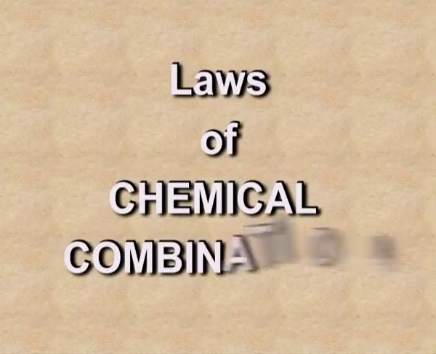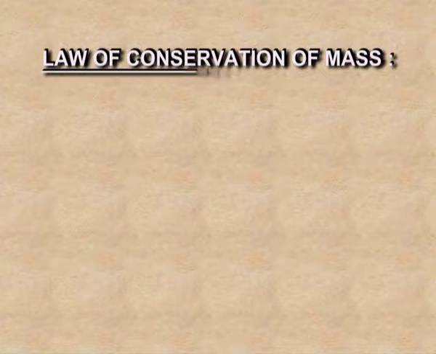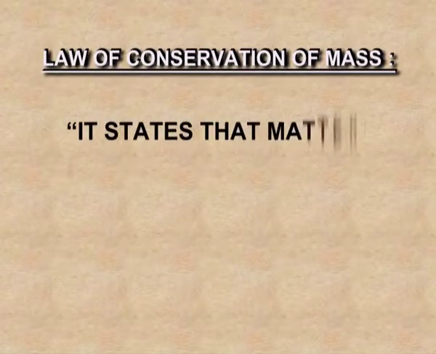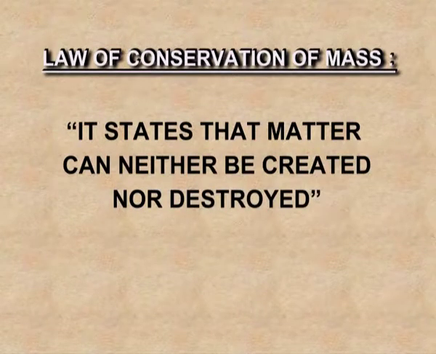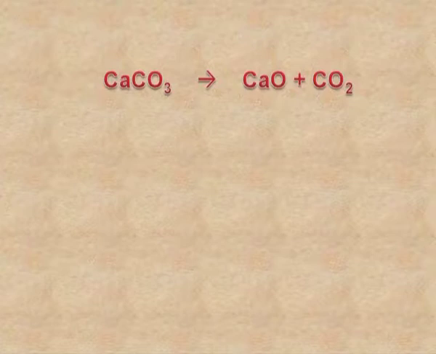Laws of chemical combinations. Elements combine to form compounds, and there are a few laws which govern these combinations. The first law is the law of conservation of mass. This law states that matter can neither be created nor destroyed. Let me take an example. Calcium carbonate, that is CaCO3, on heating gives calcium oxide and carbon dioxide.